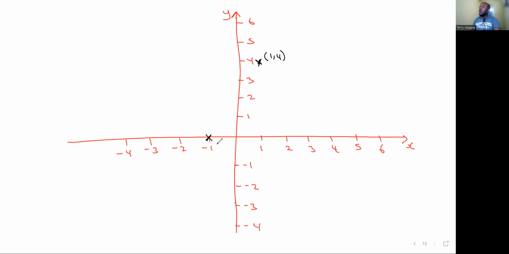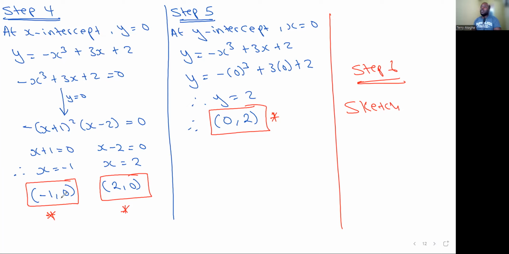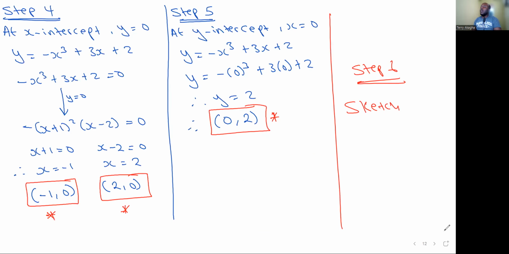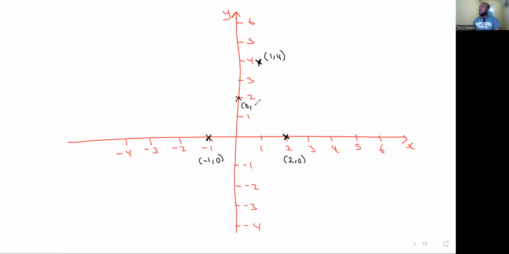Then the next one we're going to have is the x-intercepts. Minus 1 and 0, interesting. We already have the point, as you can see, it's an x-intercept. And we have 2 and 0, at this point here. X is 2, y is 0. Then the y-intercept, we have 0 and 2. We have it here. So x is 0, y is 2. All right.